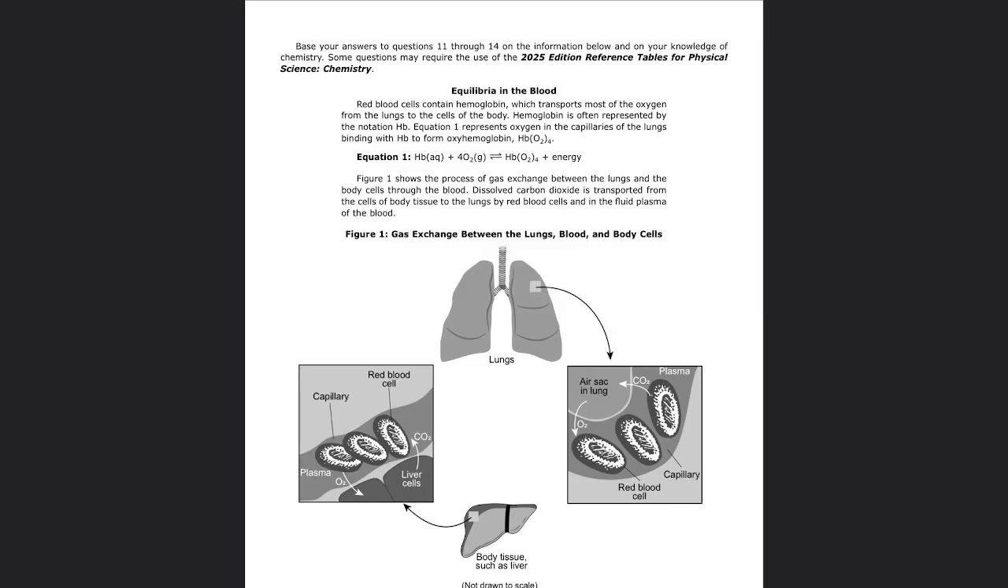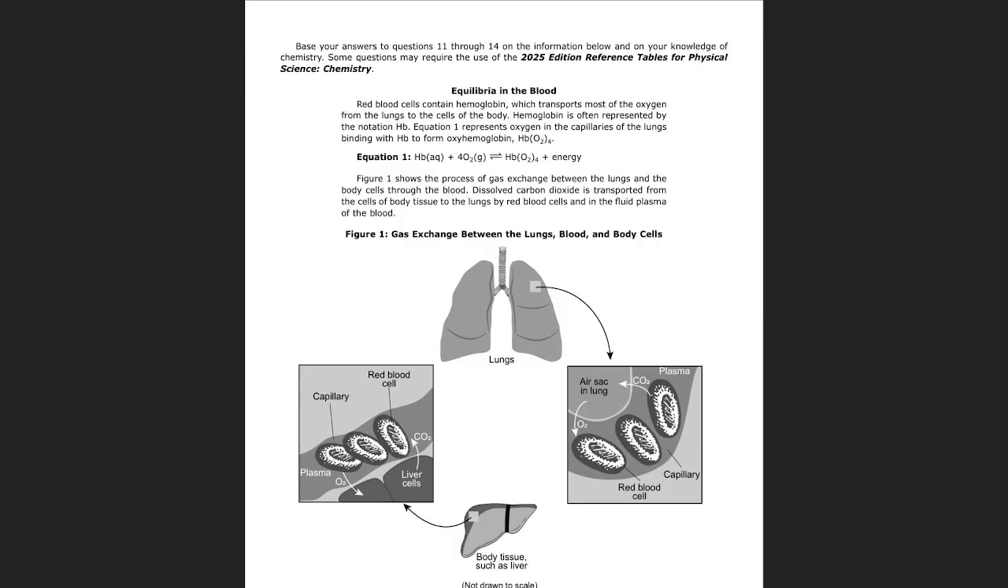So the first thing we're going to do with every cluster is thoroughly read the question, fully knowing that we're probably going to have to come back to the passage and the figures. So, equilibria in the blood. Red blood cells contain hemoglobin, which transports most of the oxygen from the lungs to the cells of the body. Hemoglobin is often represented by the notation Hb. Equation 1 represents oxygen in the capillaries of the lungs binding with Hb to form oxyhemoglobin. And then it gives you an equilibrium.